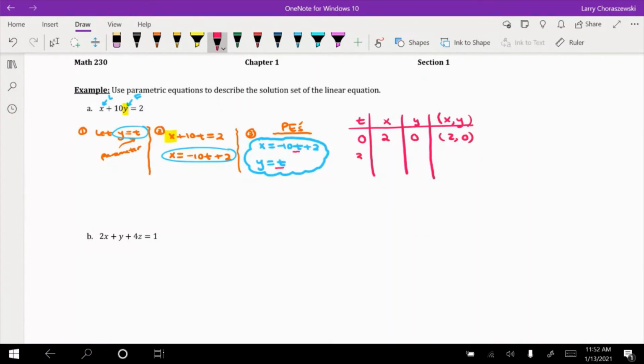Value of t? 3, okay. So if you plug 3 into the equation for x, that's -30 plus 2, giving you -28. Y equals t would be y equals 3. And here's another solution to the system, (-28, 3). You could do something like -1 if you wanted. Okay, that would make x 12, y -1, and you get another solution to the system. And there are lots and lots of more values that you could pick for t, since t is allowed to be any real number, which means that there are lots and lots of solutions to the system, i.e. infinitely many solutions.